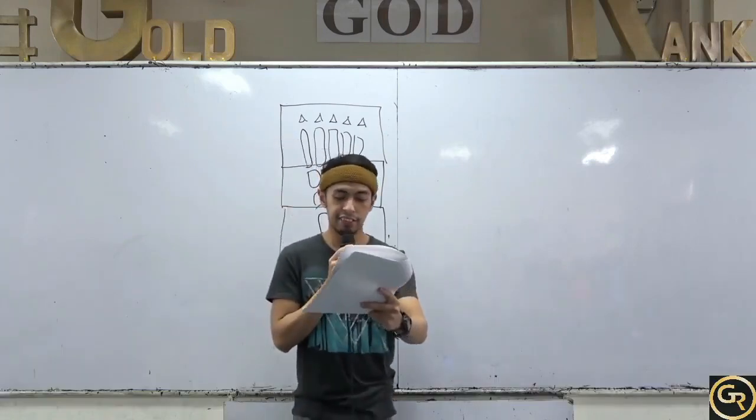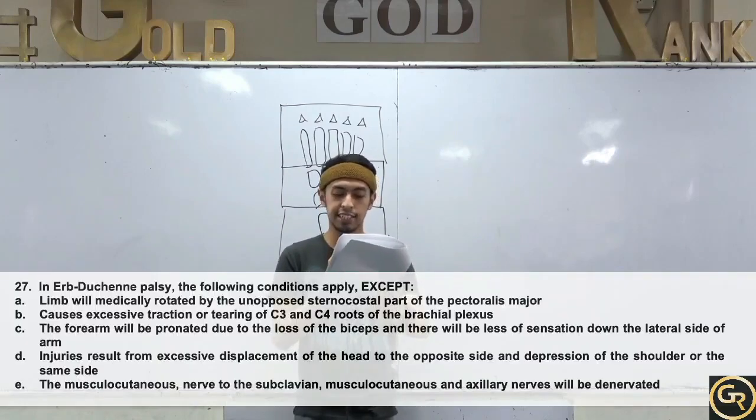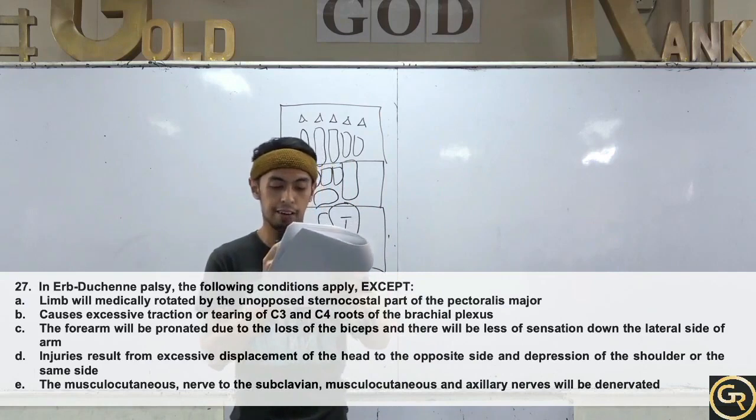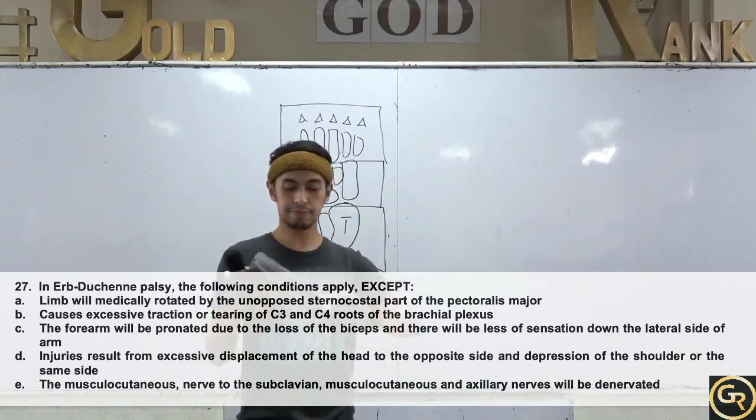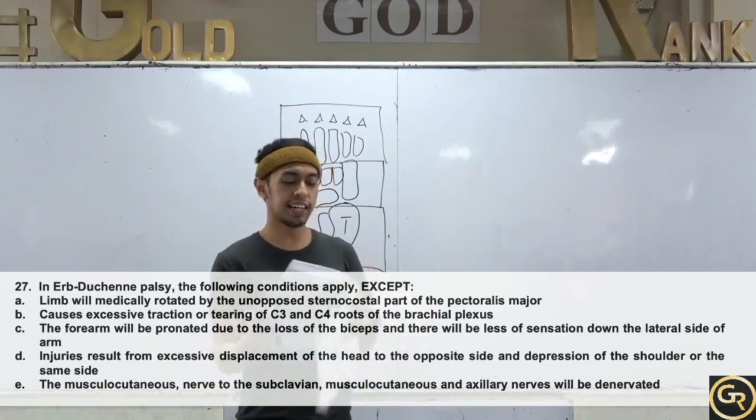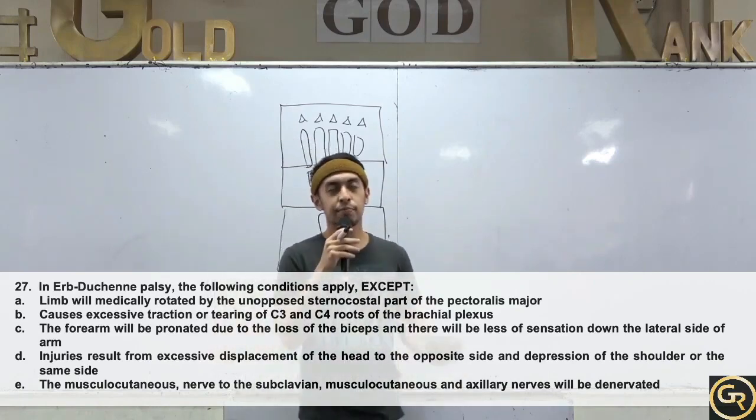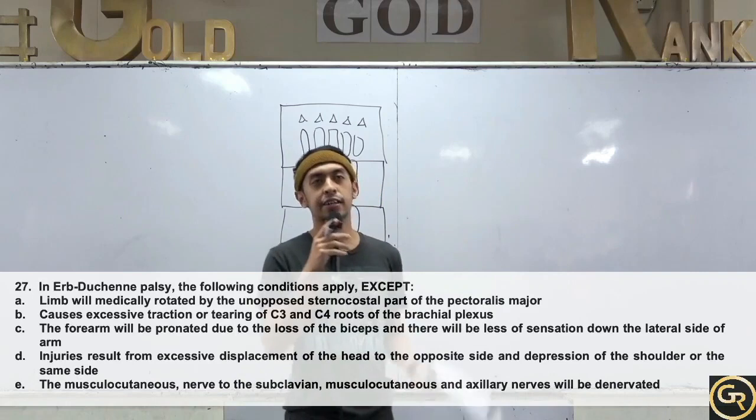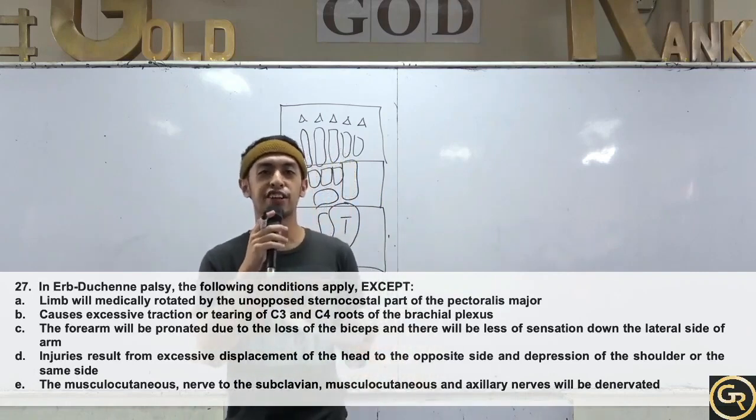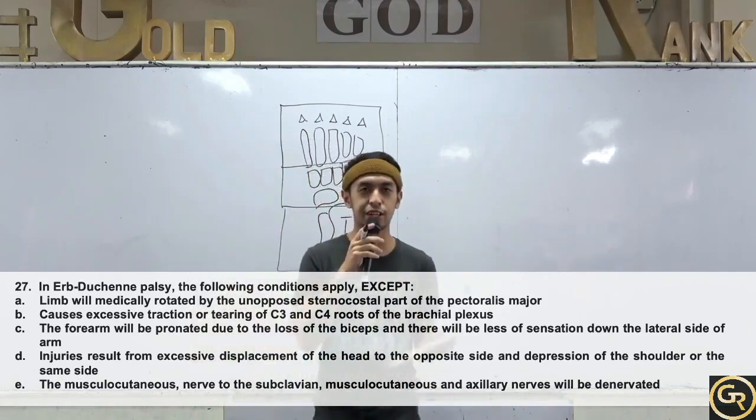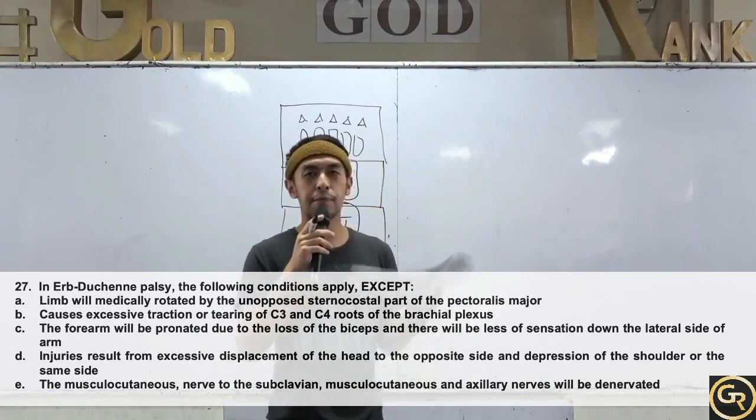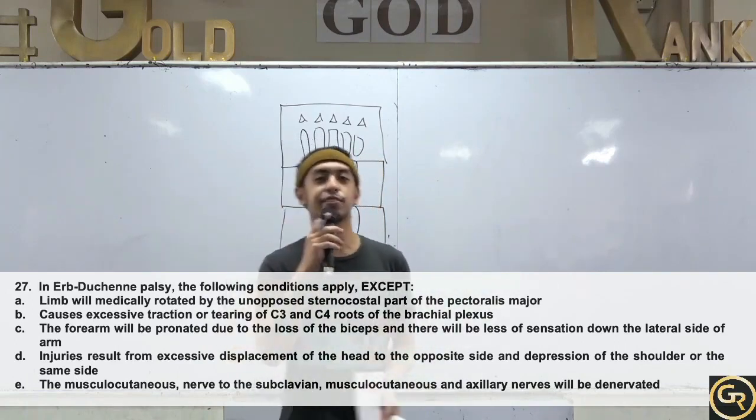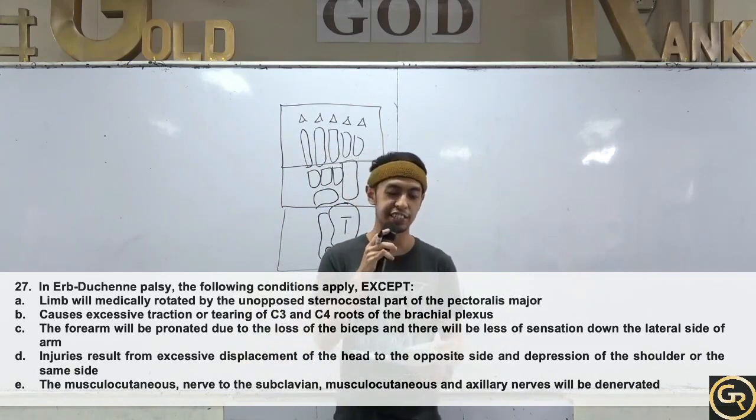Okay? 27. In Erb-Duchenne palsy, the following conditions apply except blank. Okay, so sino po ang tamang sagot for number 27? Okay? So, tingnan nyo maigi. Pag sinabi nating Erb-Duchenne palsy, sino pong mga nerve roots ang usually na-affect dito? It would be the mid-cervical roots, okay? Or the upper portion of your brachial plexus. So, it's C5 and C6.